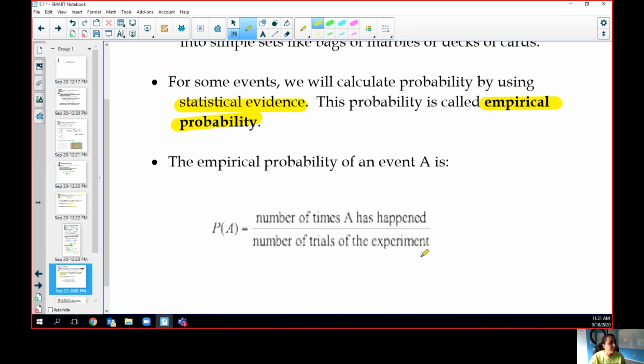When we do that, the formula isn't too much different. It's still going to be the number of times that event has occurred divided by the total number of trials in the experiment.